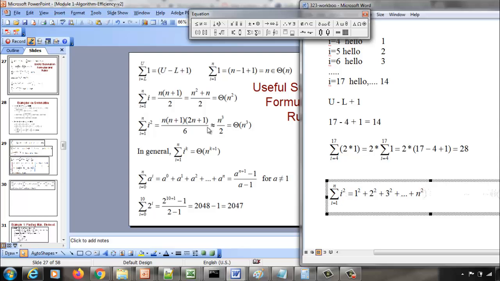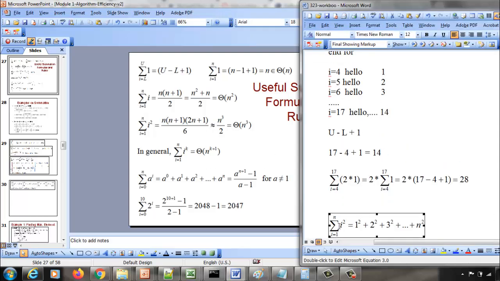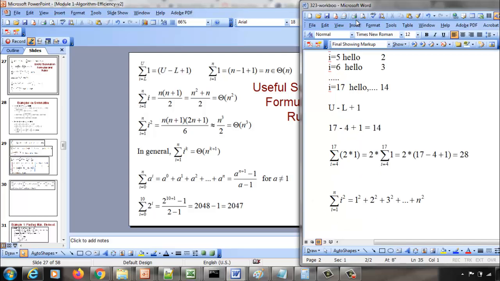Now I'll tell you an easy way to solve some formulas or expressions like this. So let me write it down here.